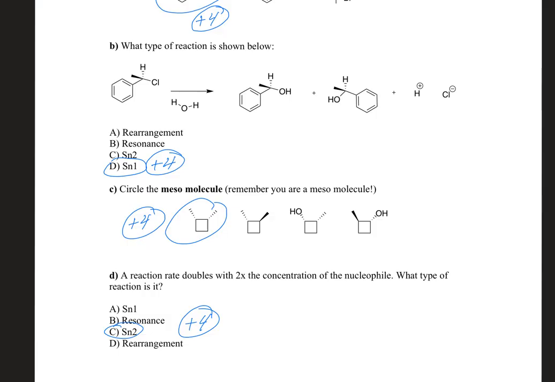SN1, nucleophile has nothing to do with it. Resonance isn't a reaction, it's resonance. SN2 is the right answer, and then rearrangements, that's different. That has nothing to do with anything. So it's SN2. So you need to know those rates as well.